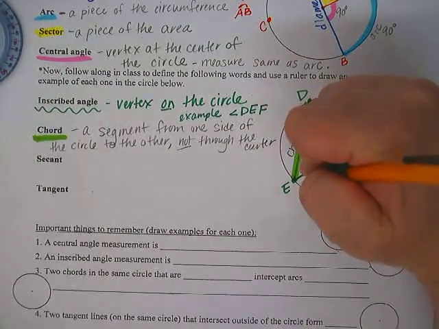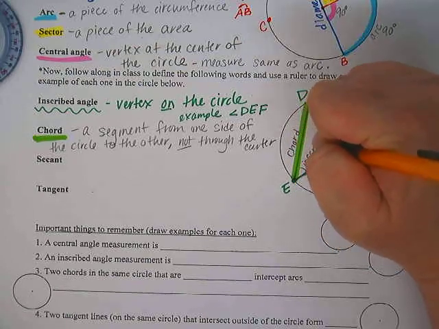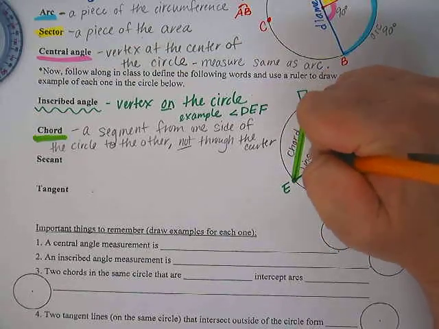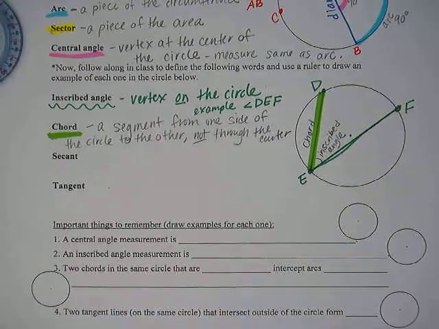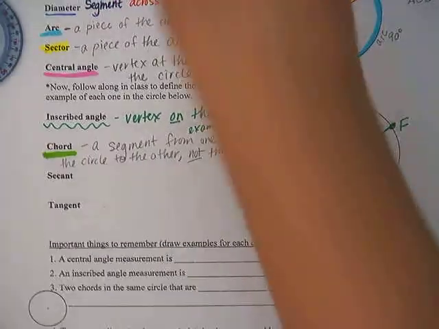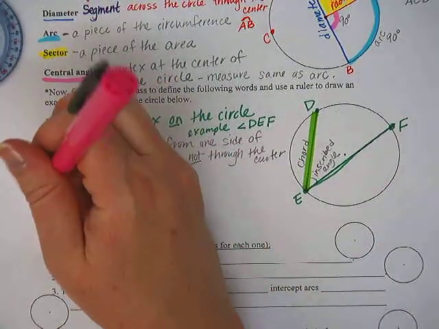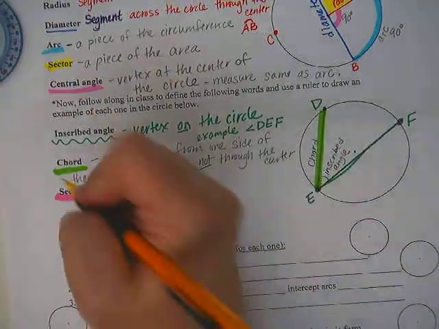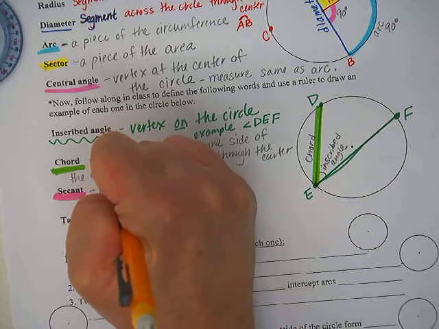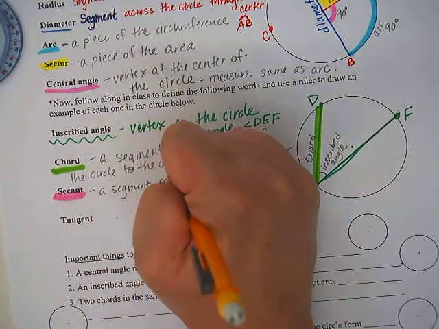If you want, you can name it as well as defining it. I kind of have run out of room here. Or you can write a little word next to it that says chord, right? In here you could say this is an inscribed angle if you want to actually label it. Okay, two more things to talk about. A secant.